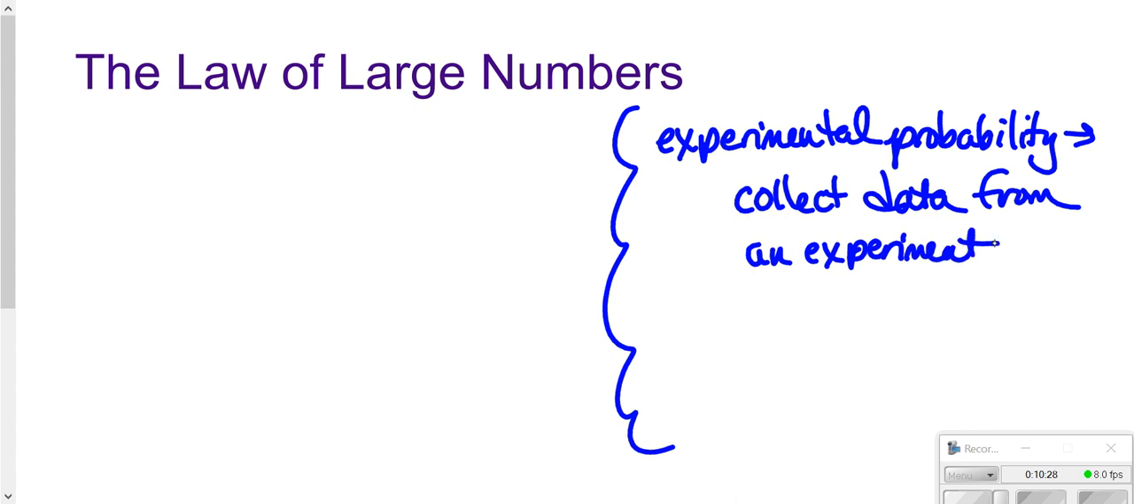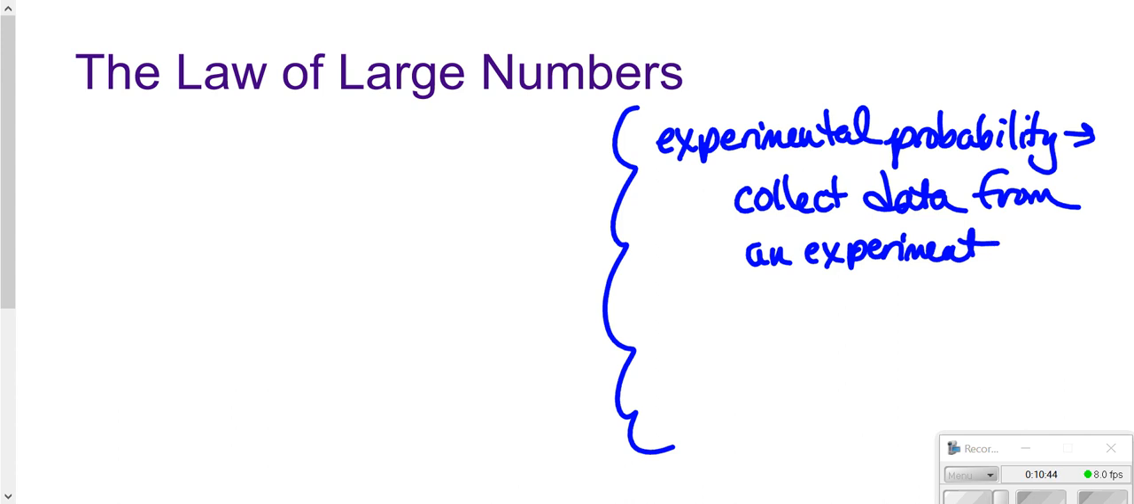Like in rolling dice, I might say, sit down and roll these dice 100 times, keep track of what happens on each roll, and then figure out what fraction of those were a total of 7. That's doing experimental probability.